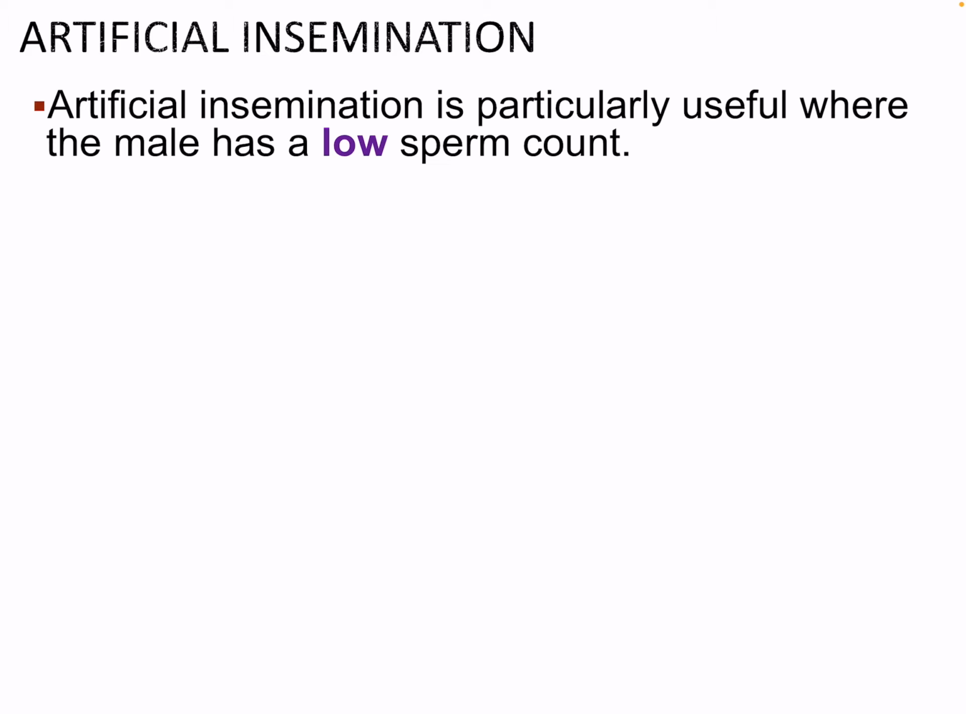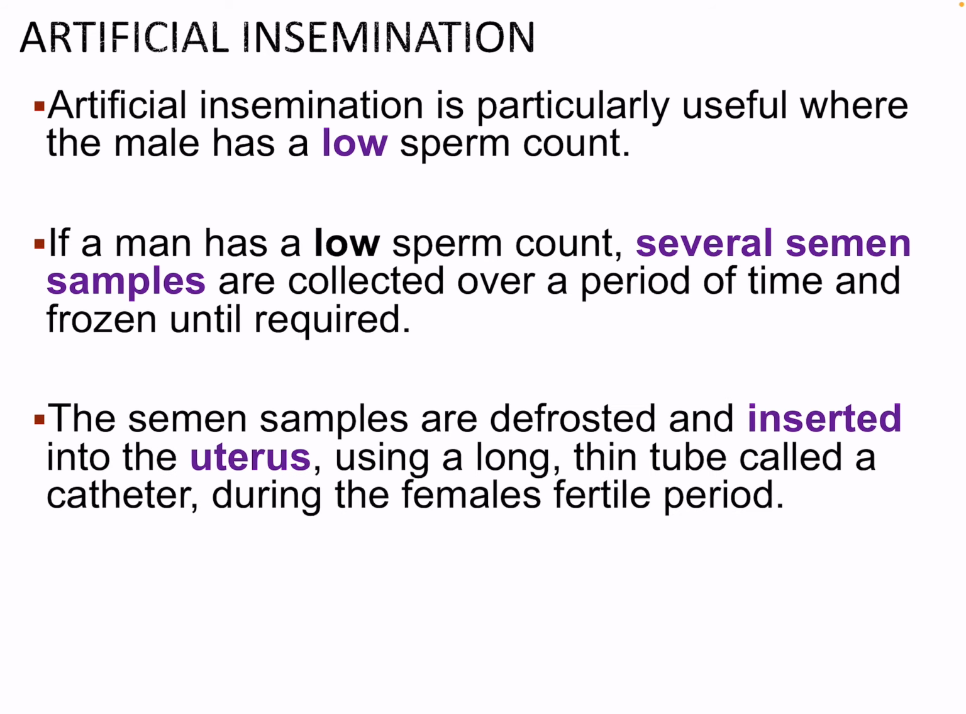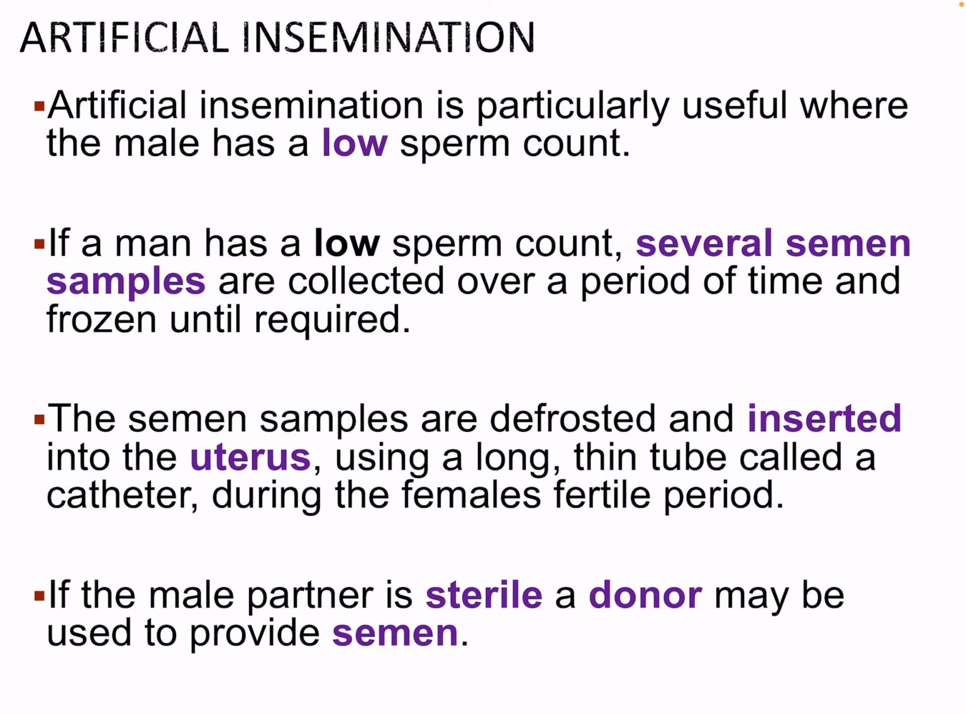Artificial insemination is used where the male has got a low sperm count. And what they'll do in that case is they will take several semen samples collected over a period of time, and these will be frozen until they are required. Then those samples are defrosted and inserted into the uterus using the method we saw in the previous slide. Right. If the male partner is completely sterile, then a sperm donor may be used to provide the semen.